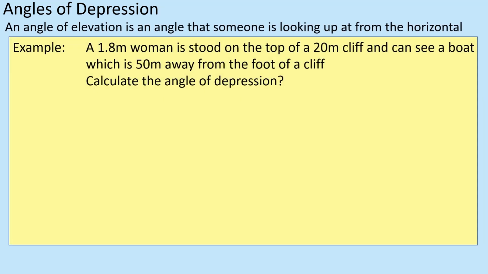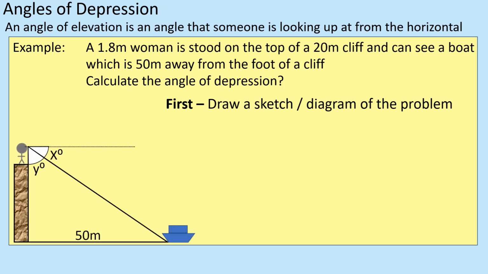So a 1.8 meter woman is stood at the top of a 20 meter cliff, and she can see a boat which is 50 meters away from the foot of the cliff. Calculate the angle of depression. All right, so again, this is about getting your diagram correct and then putting the numbers in that you've got.